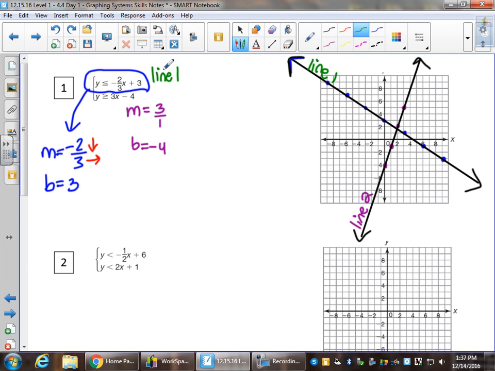So for line 1, now let's look at the inequality sign. It says less than. That means shade below or shade down. I'm going to switch up the words just in case someone likes one versus the other. You could either write shade down or shade below. Below, right? So if this is my line, this is above, this is below. So shade below or shade down.